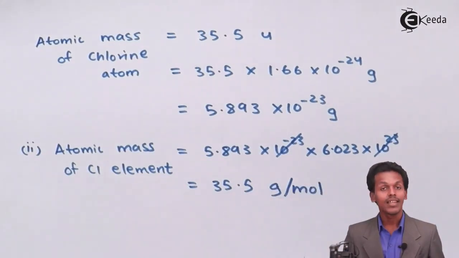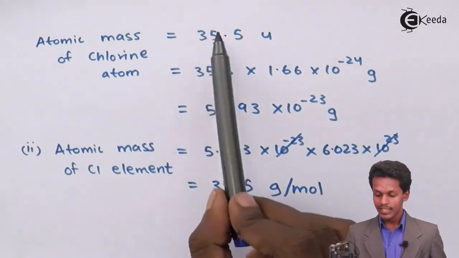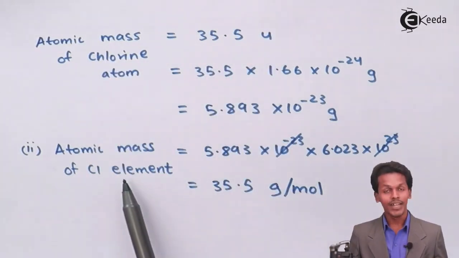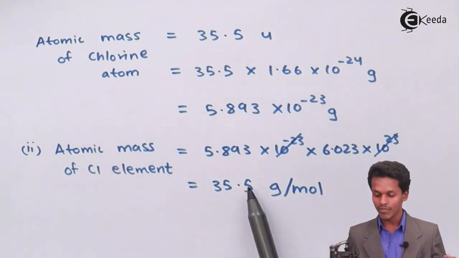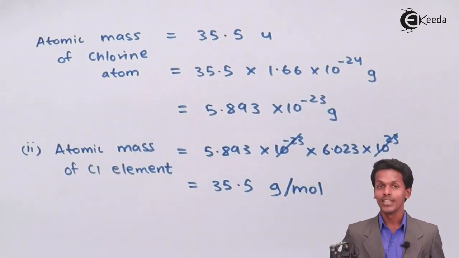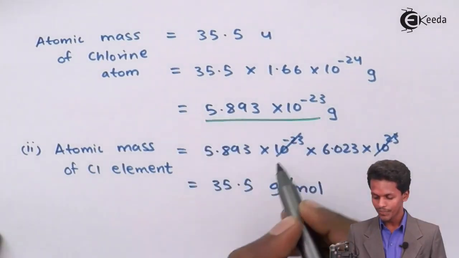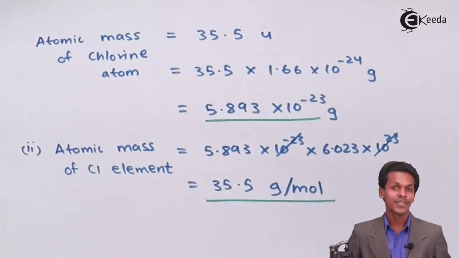So there is a difference, because this 35.5 unified mass was for a chlorine atom, but when we are talking about the element, this would be 35.5 gram per mole. So this is how we have calculated two details, that is for chlorine atom and for the element.